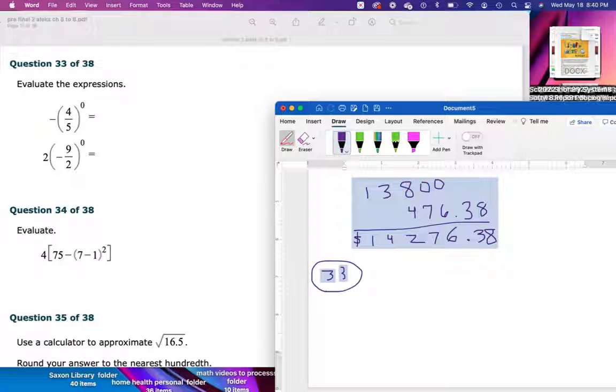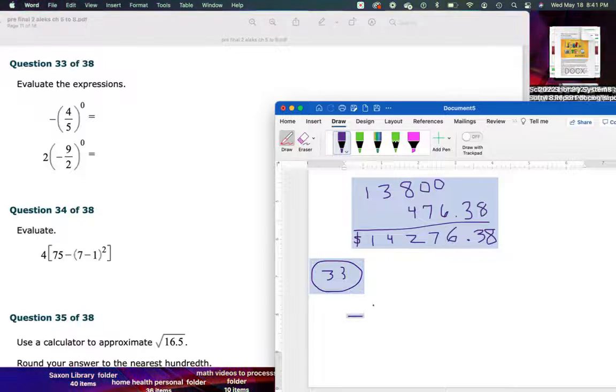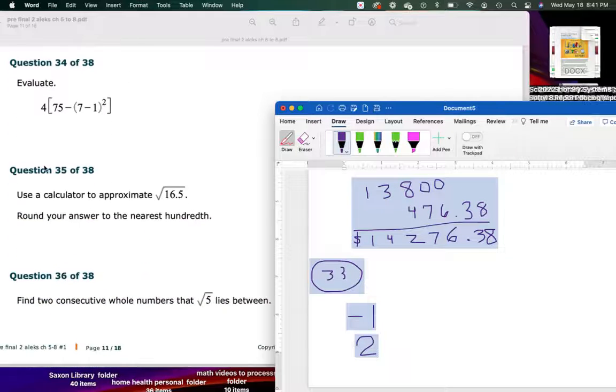All right, so on 33, we're getting close. We've got negative 4/5 to the 0. Remember, anything to the 0 power is 1, but we have a negative. So that's a negative 1 times 1, which would be a negative 1. And then this one right here, negative 9/2 to the 0 would be 1, but then we have a 2 times the 1, which would be 2. Remember that the exponent has a higher priority than the multiplication. So we have to do the multiplication last.